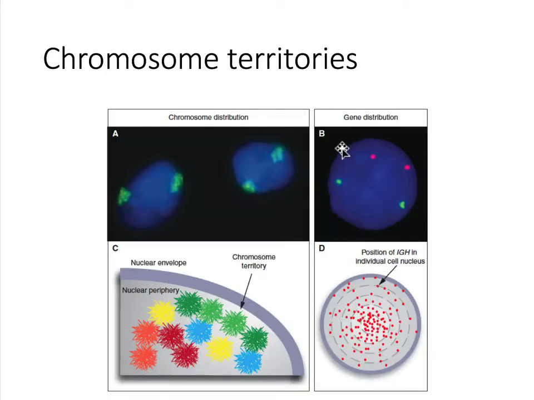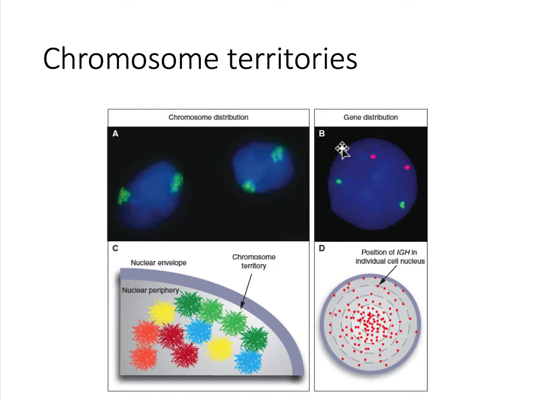With new technologies, scientists much later were able to get fluorescent images of chromosome territories, starting out by just labeling all the DNA from an individual chromosome, shown here in A. Using these techniques, we learned that some chromosomes tend to be at the nuclear periphery, while others tend to be in the interior of the nucleus.